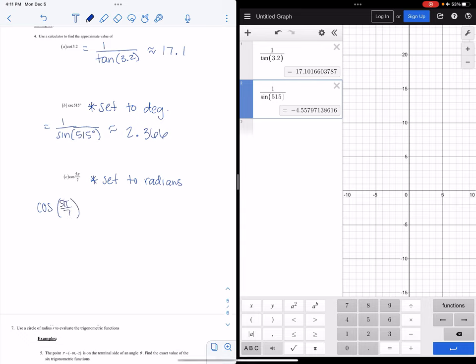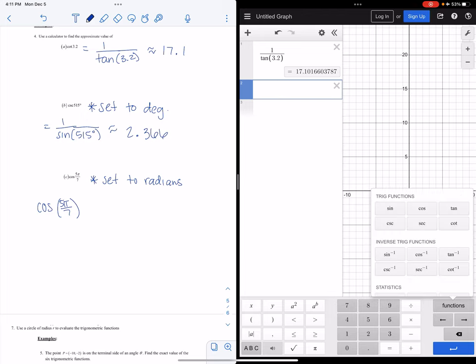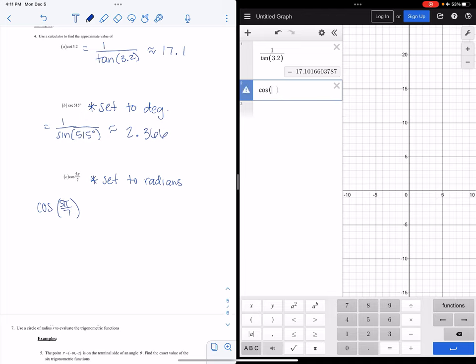If you put that in your calculator, cosine 5 pi over 7, that should give us approximately negative 0.623.